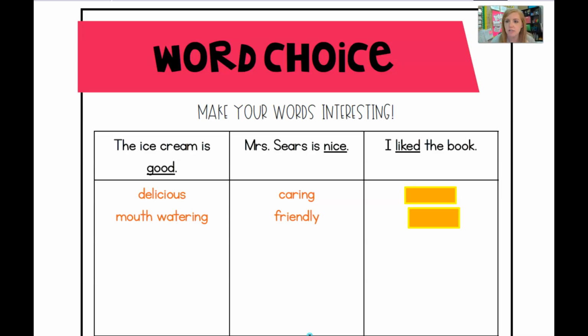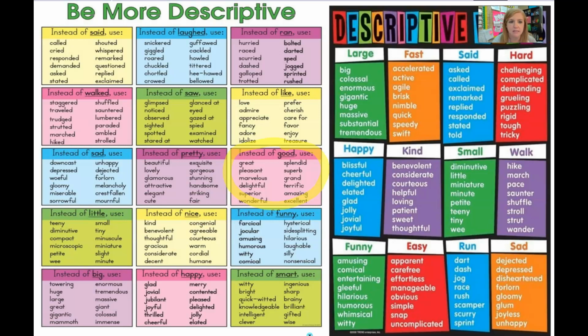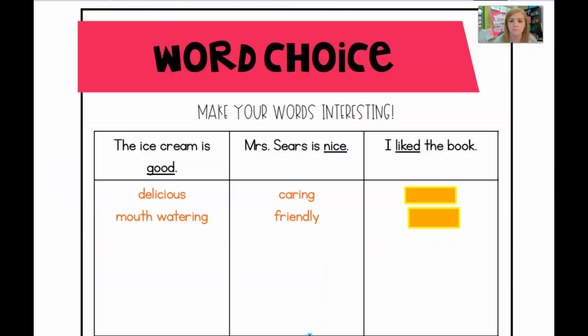Let's go back to our anchor chart and find some other words that mean the same as nice. Let's see if it's on here. Oh, right there. Instead of nice, use kind, thoughtful, gracious, considerate, decent, humane, cordial, warm, courteous, agreeable, congenial. All of those words mean nice, but it's just a stronger, more interesting way of saying it.